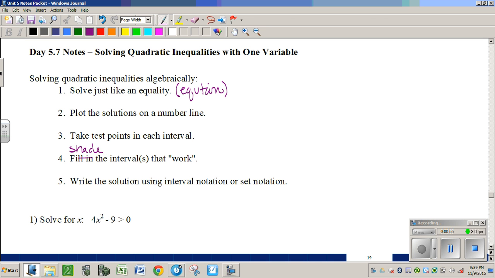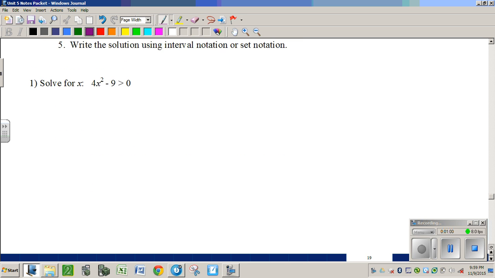Then when we get all done, we're going to write our answers in interval notation, because we all know how Mrs. Kraft loves interval notation.